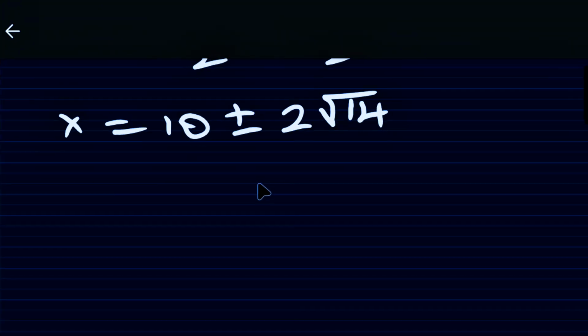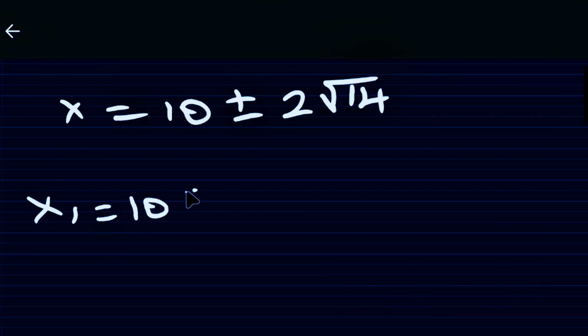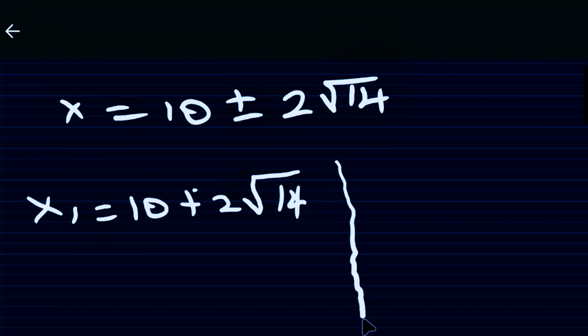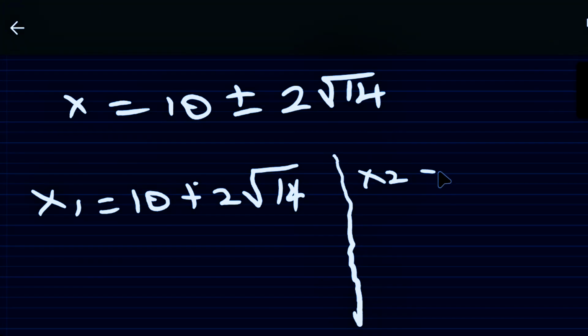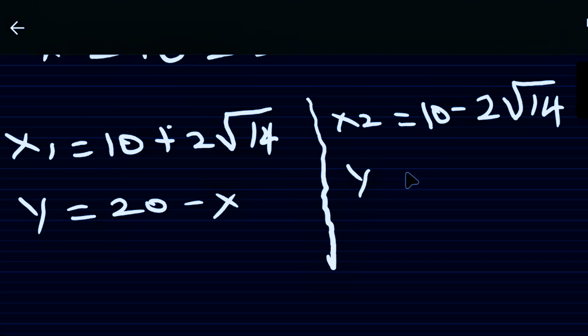So we have gotten the two values of x. So x1 will be equal to 10 plus 2 square root of 14. Okay. Now, and x2, let's draw a line. So x2 will be equal to 10 minus 2 square root of 14. Okay. So from here, remember that we had equation 3, which is y equals 20 minus x. Now this is y1, and y2 will be equal to 20 minus x as well. This is equation 3. I told us to take note of it.